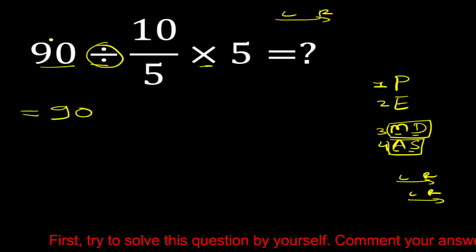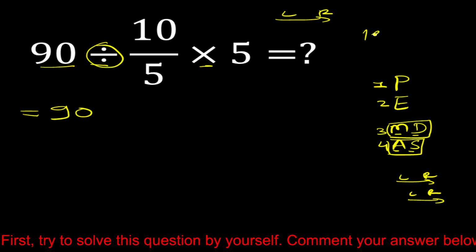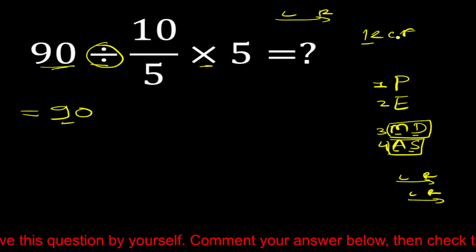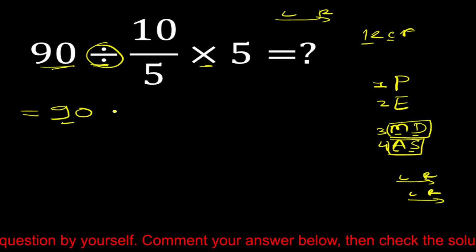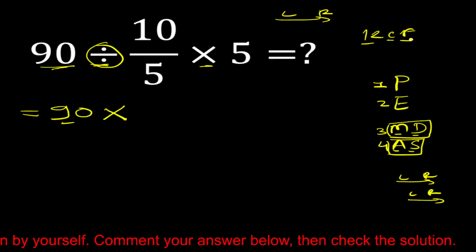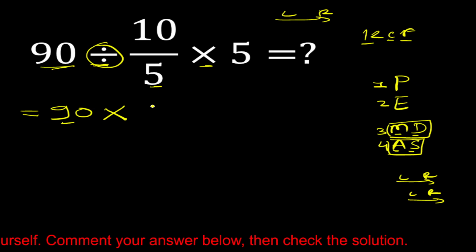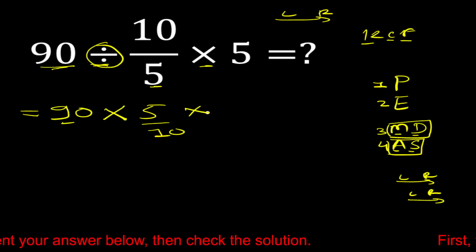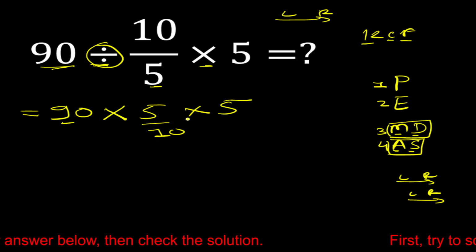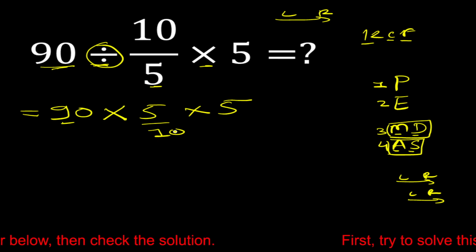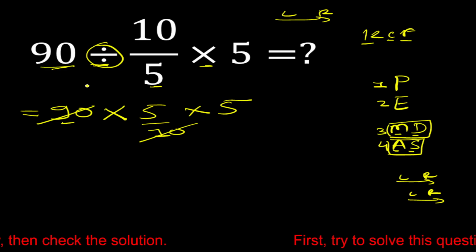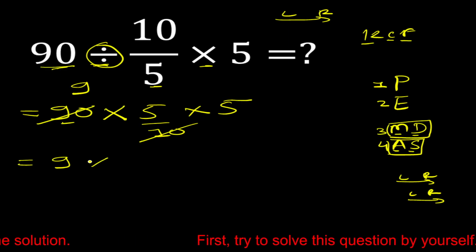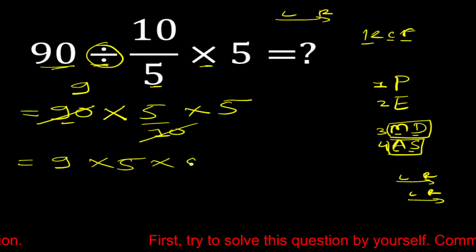Okay. So now 90, and now according to the KCF rule, K means keep this 90 as it is, the same. C means change this sign from division to multiplication. And F means flip this fraction. 10 by 5 is equal to 5 by 10. Multiply 5. Okay. Now 90 divided by 10 is equal to 9. So now the expression becomes 9 multiply 5 multiply 5.